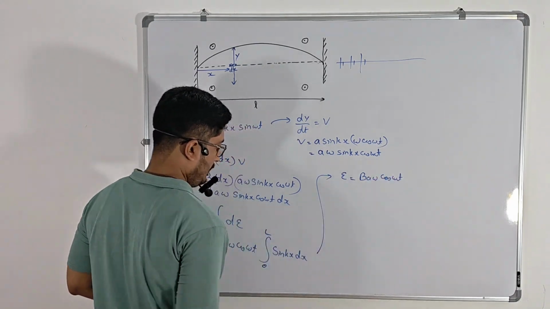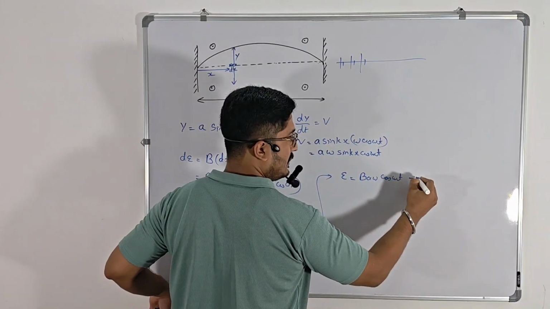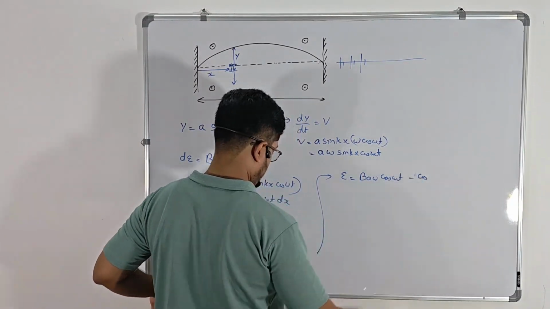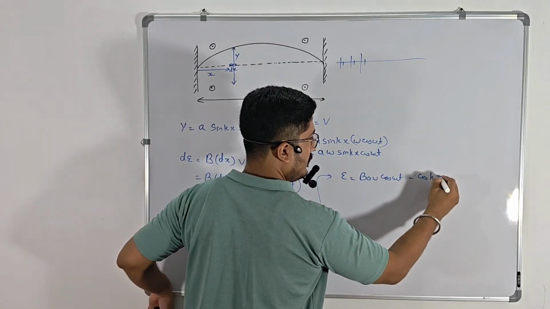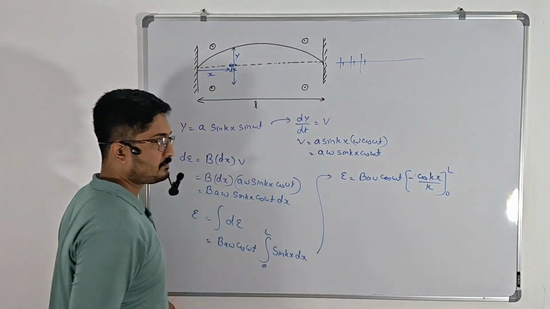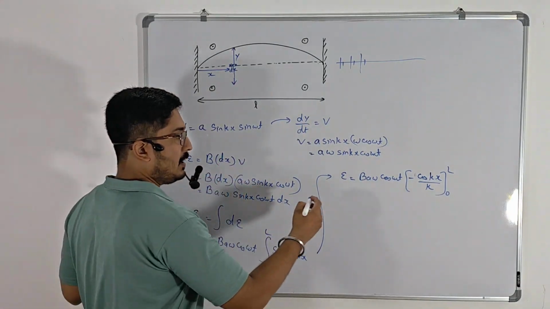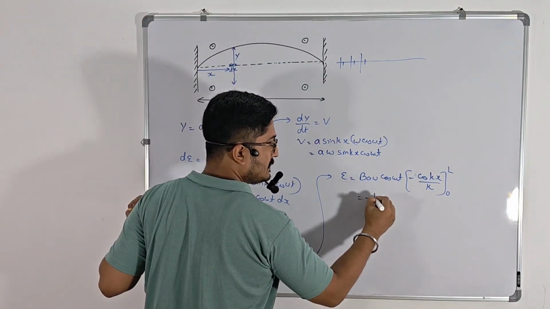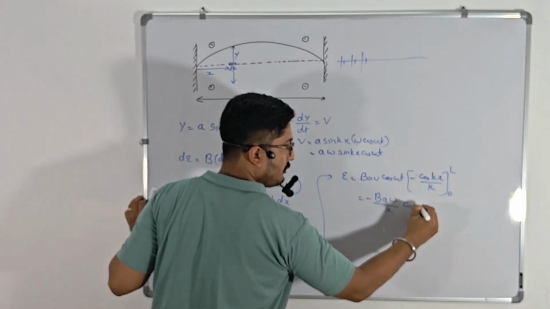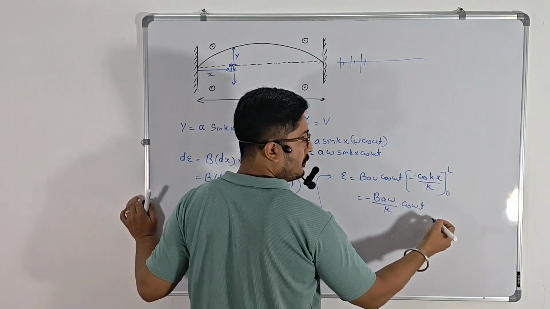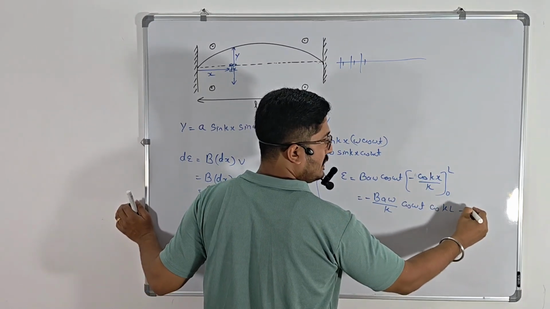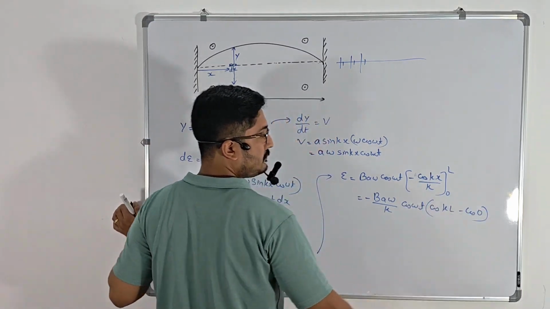I'll be getting E equals B A omega cos of omega t, and the integration of sine will become minus cos of kx by k, limit going from 0 to L. Yeah, minus you can take outside. So you'll be having minus B A omega by k cos of omega t, and if you put the limit, you'll be getting cos of kL minus cos of 0.